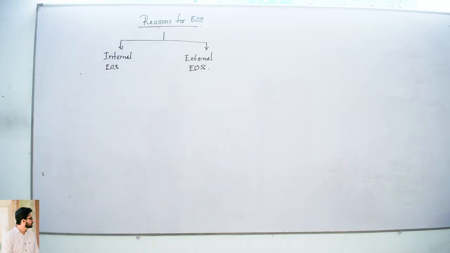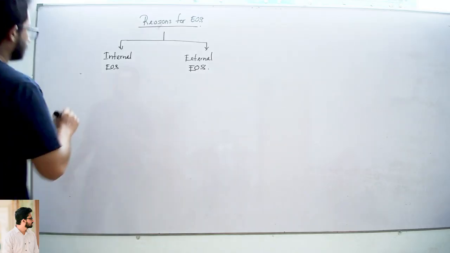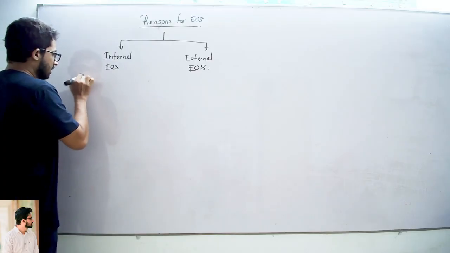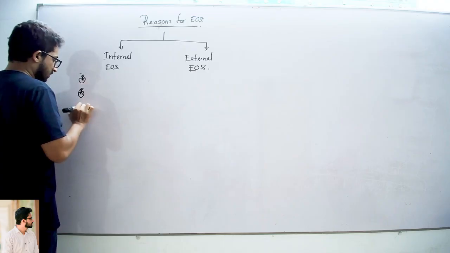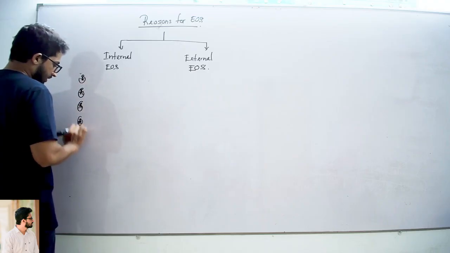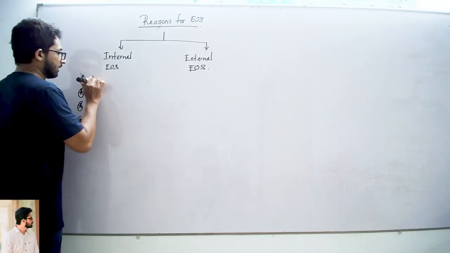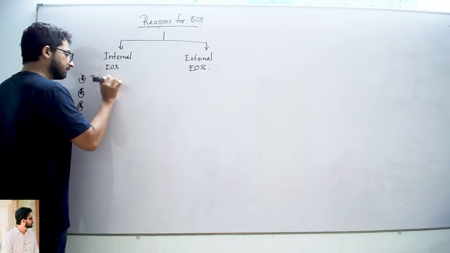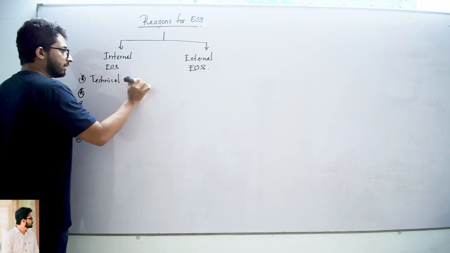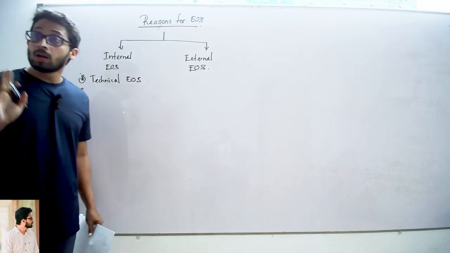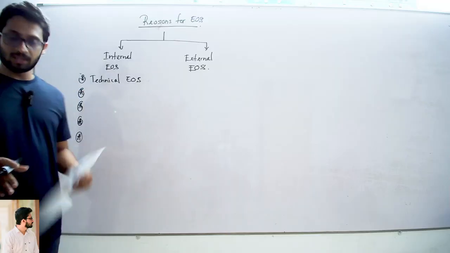In your syllabus, remember there are 5 main sources of internal economies of scale. In your professor's book he has mentioned 6 reasons, but I think 5 is enough. Number 1, technical economies of scale, called technical EOS. Not technological, technical.